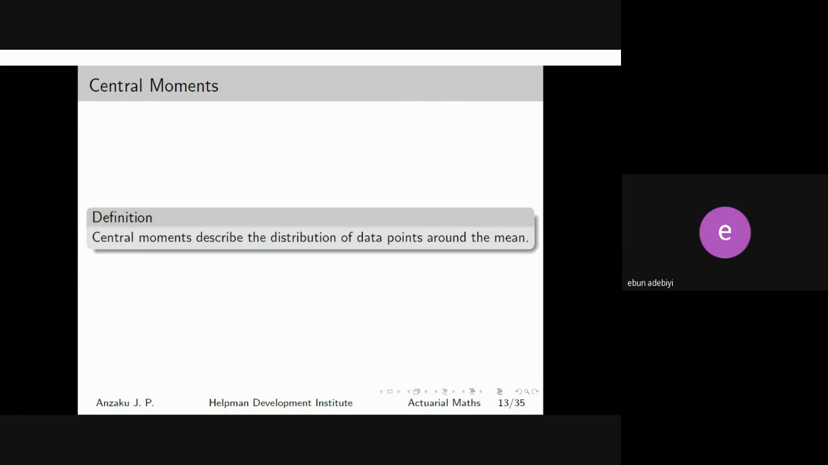So the central one is the mean around it, which deals with data points in the middle, right? Yes, that's why it's central. And once we say spread, we're talking about the variance and the covariance. That's when you talk about the outliers and the stuff. Yes, exactly.